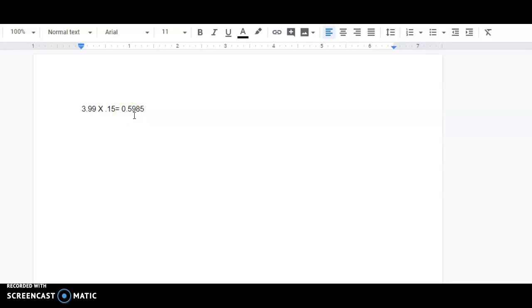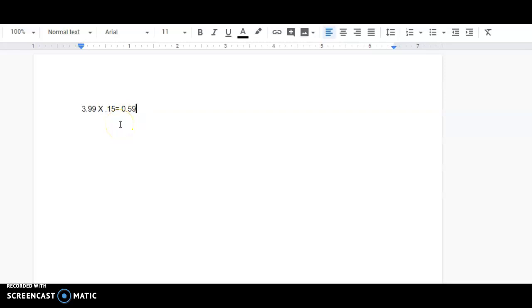1, 2. So we look at that 8, and that 8 tells us the 9 is going to go up. So it's actually going to be 60 cents off. Or if you don't want to worry about rounding it, you're just going to say 59. Whatever it is, it's only going to be 2 numbers left. You're going to get rid of numbers, so you only have 2 numbers left.